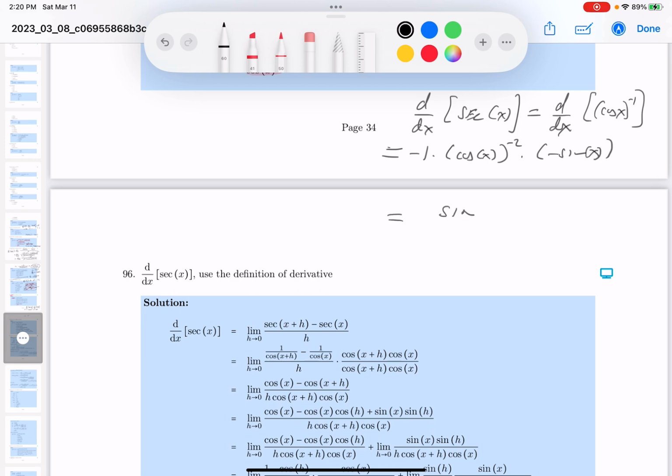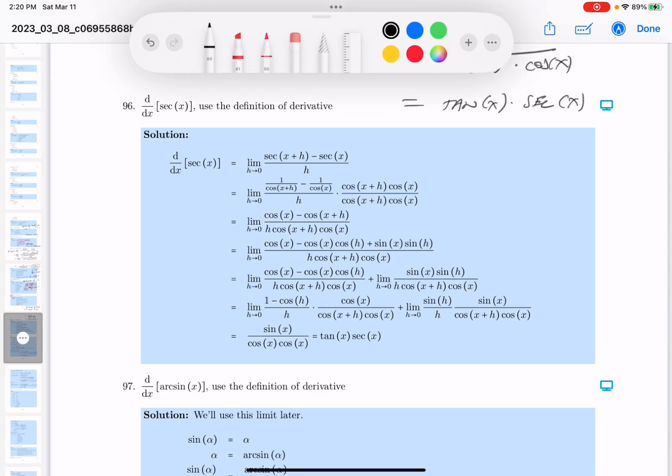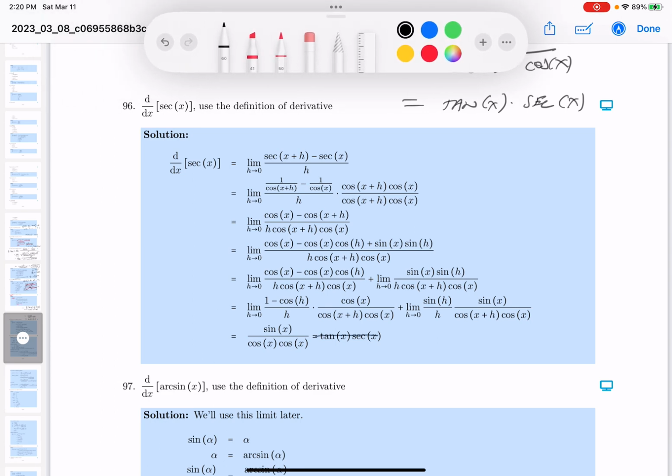You get sine x over cosine x squared, which is cosine x times cosine x. And what do you get there? Sine over cosine is tangent of x, and 1 over cosine is secant. So we're expecting to get this in the end, by the way. What I mean by that is, after all the dust settles of using the definition, we're expecting to see this over here. We actually expect to see it.